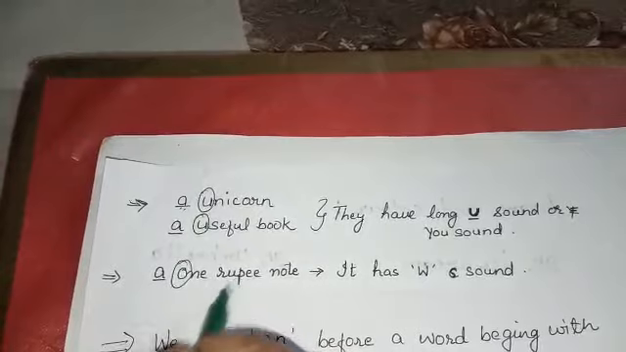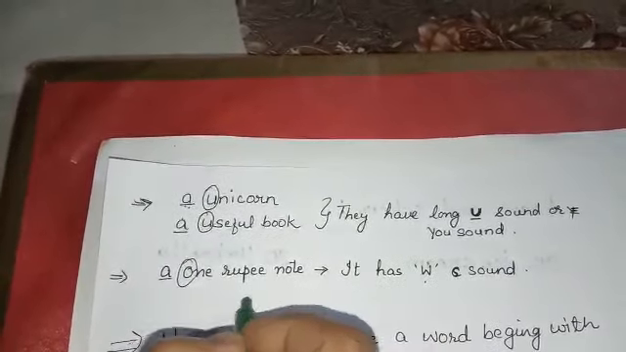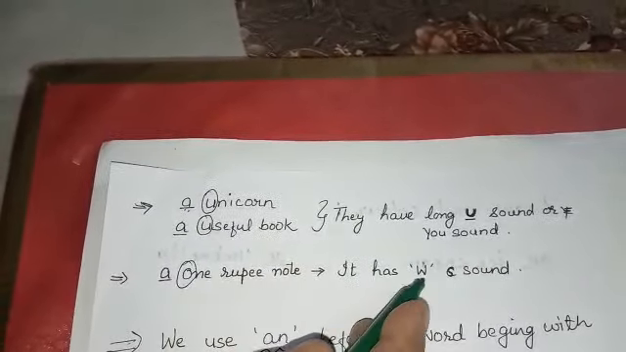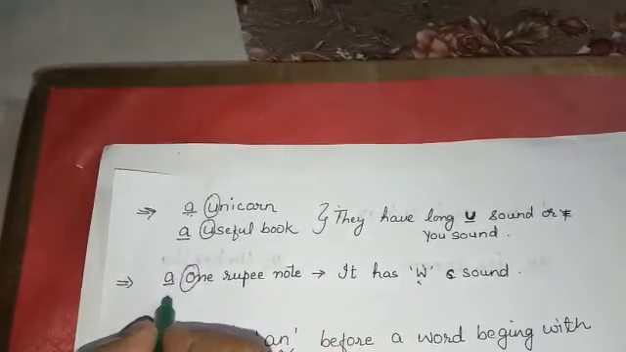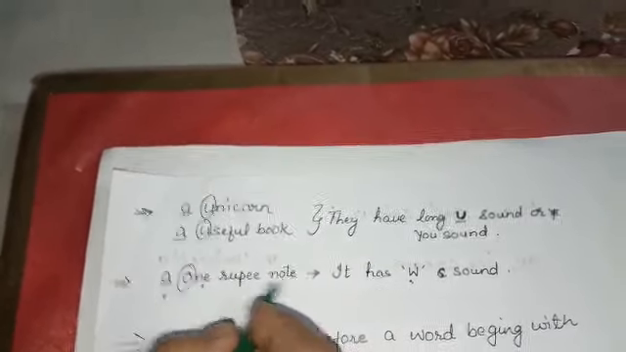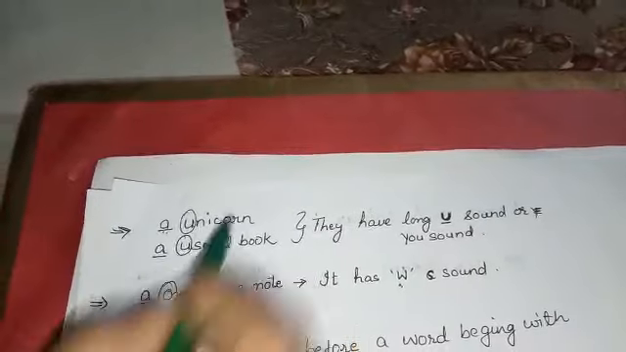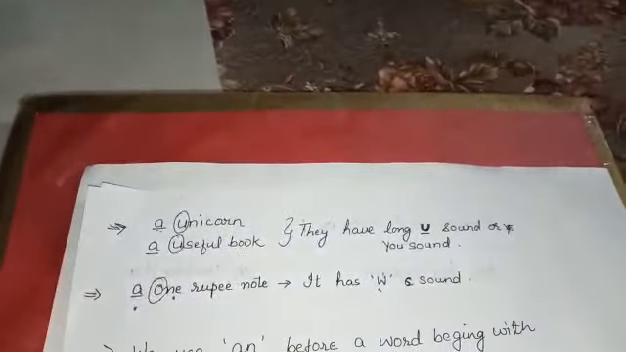A 1 rupee note, it has the W sound, not the O sound. So W is a consonant, so we are using A before a 1 rupee note. So children, these are the two exceptions that we use. Here we have to use A before a vowel also.